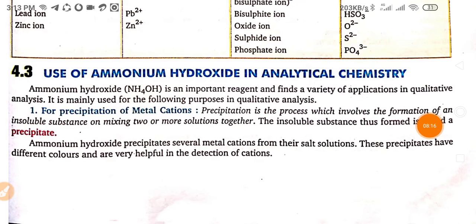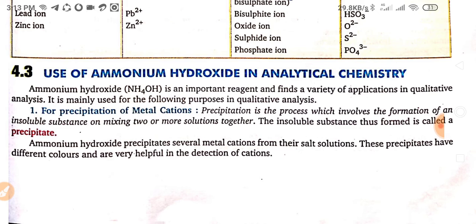Now if we talk about the use of ammonium hydroxide in analytical chemistry, it is an important reagent and finds a variety of applications in qualitative analysis. It is mainly used for the following purposes. First is for precipitation of metal cations. And what is precipitation? It is the process which involves the formation of an insoluble substance on mixing two or more solutions together.